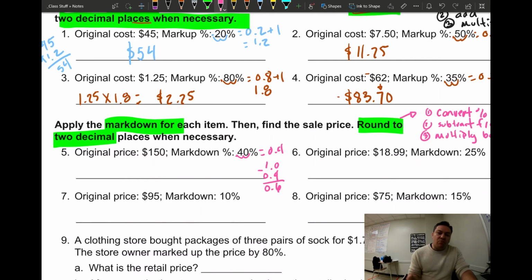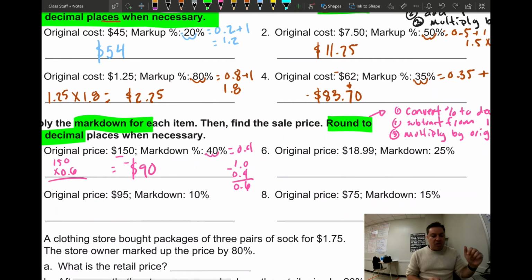And then you can multiply by the original. 150 times 0.6 is going to give you 90. Did the price go down? Yes, it did. And that's what I'm looking for. Again, subtract from 1. So put the 1 in front of it or put the 1 on top of it. Add a decimal. That way you can line it up and go from there.